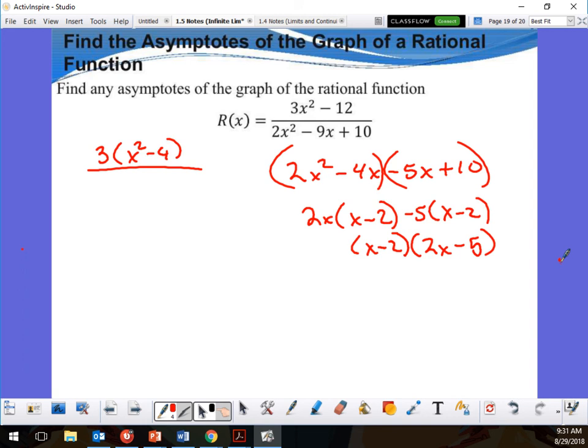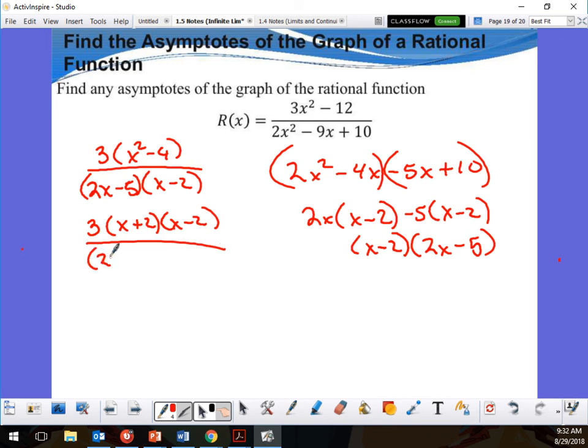All right. So we have a 2x minus 5, and I have an x minus 2. Is there anything left that I could still factor? Yeah. Difference of squares on the top, right? So let's take a look. Difference of squares on here. So it's going to be 3x plus 2, x minus 2, over 2x minus 5, x minus 2, right?